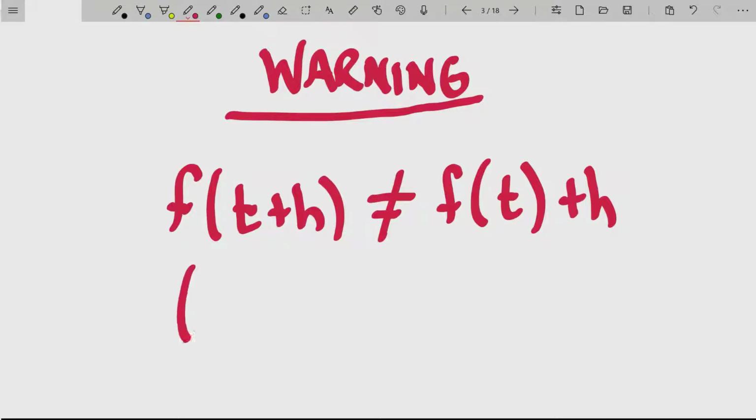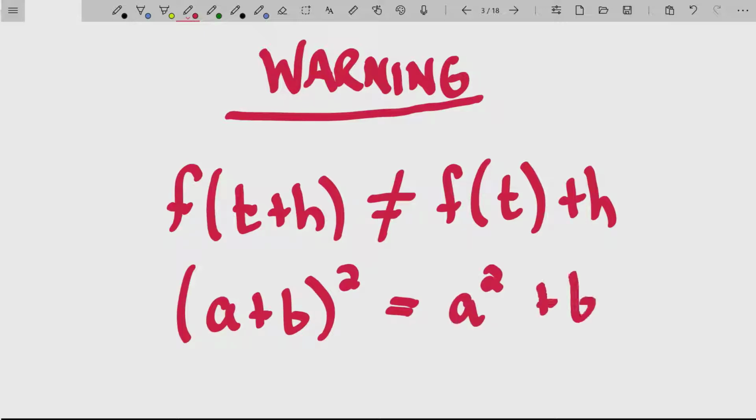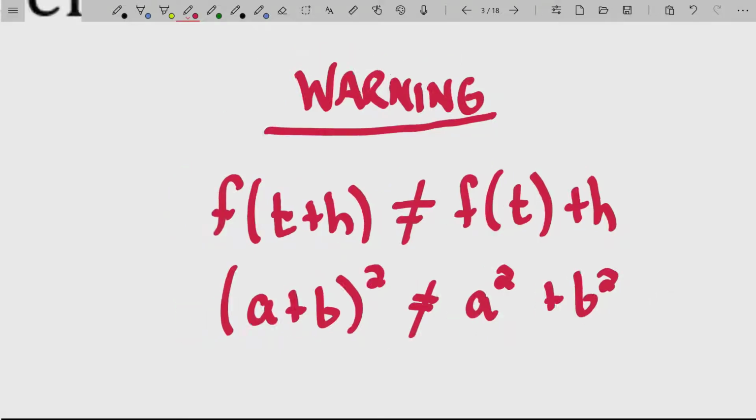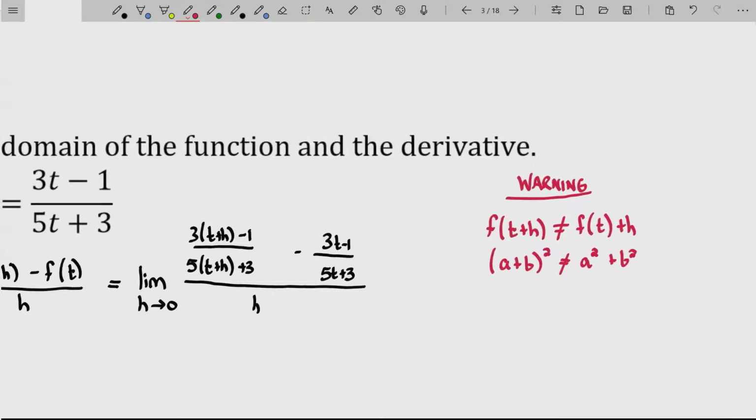That's just like if somebody did this. Oh, (a plus b) squared is equal to a squared plus b squared. Again, there would be no credit given because that is an Algebra 1 mistake. These two are not the same. So just be hyper aware of your weaknesses.